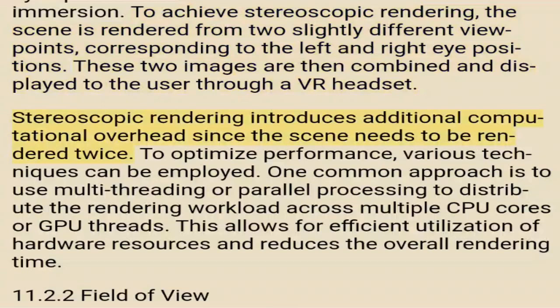Stereoscopic rendering introduces additional computational overhead since the scene needs to be rendered twice. To optimize performance, various techniques can be employed. One common approach is to use multi-threading or parallel processing to distribute the rendering workload across multiple CPU cores or GPU threads. This allows for efficient utilization of hardware resources and reduces the overall rendering time.